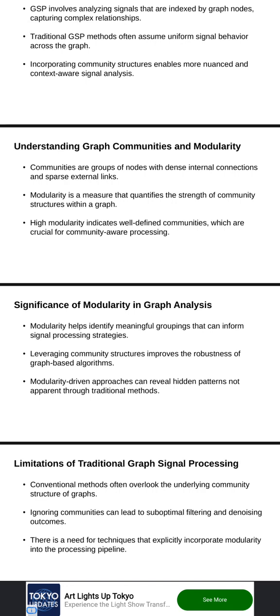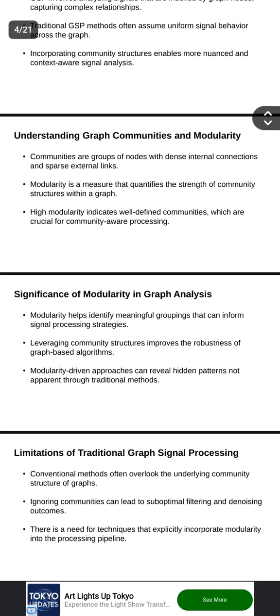Why community awareness in GSP? Many real world graphs, that is social, biological, communication, have community structure. A community is a cluster of nodes densely connected internally but loosely connected to other communities. Traditional GSP uses spectral methods, that is Laplacian eigenbases, which capture global structure but may ignore community level patterns.